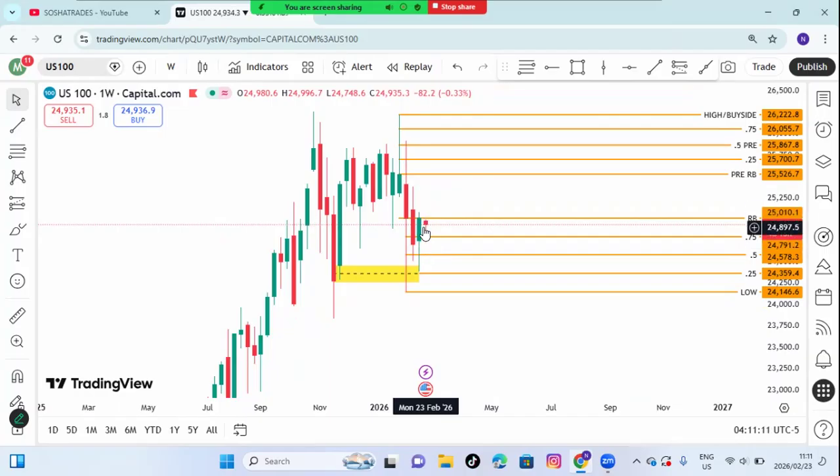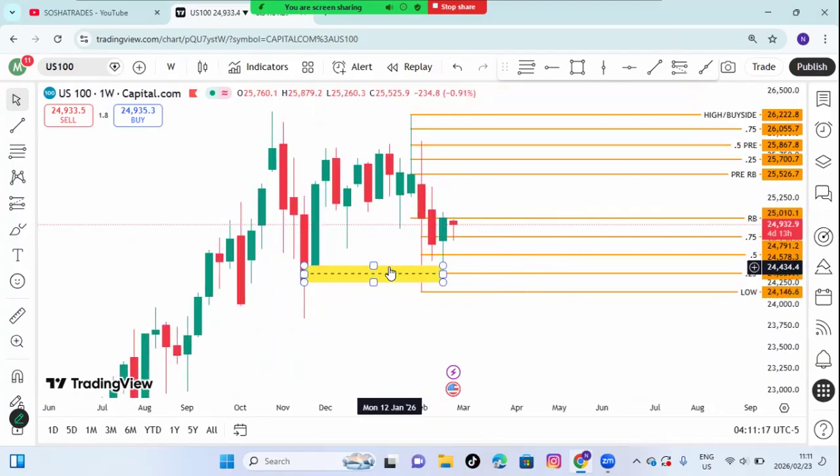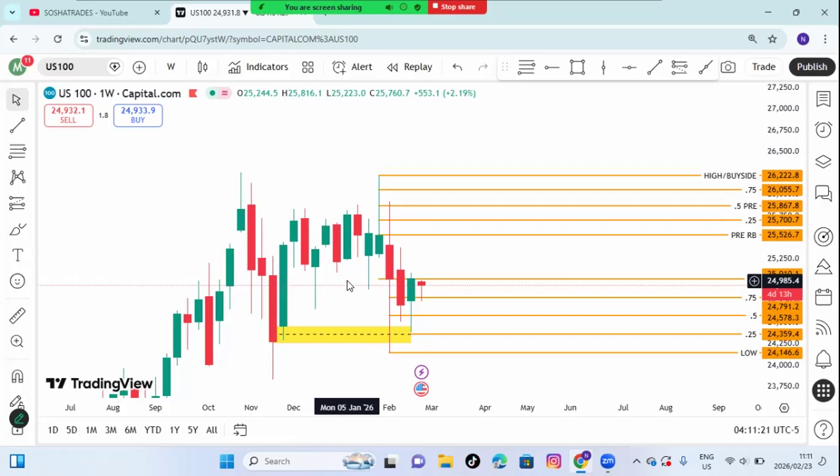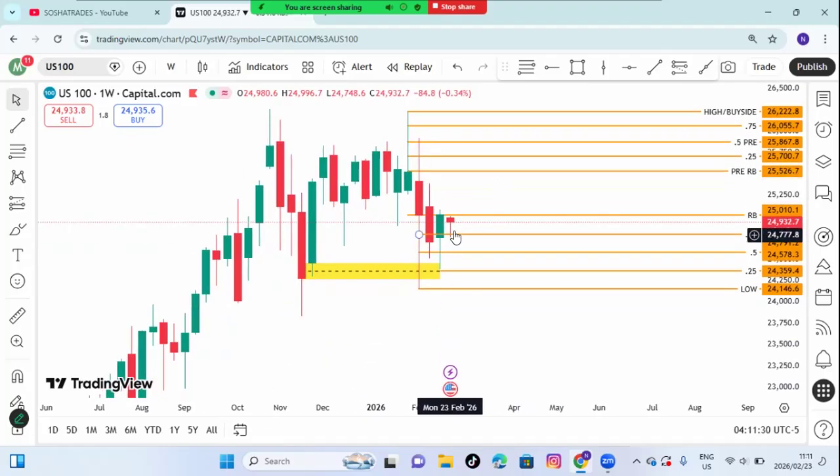So these levels that you see here, they're representing this week here, the long one. And then even here, I marked this long week here. So this one represents the premium array here. Also, these ones will be discount array while we're here. So we're in between this level here and this level here.